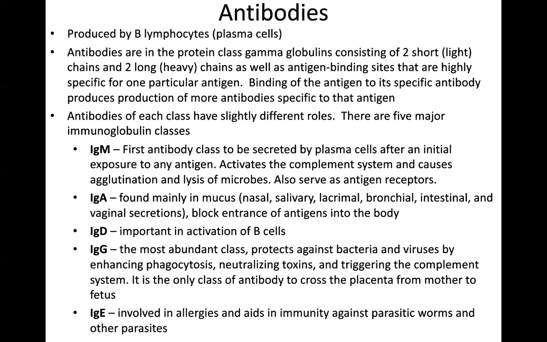IgGs are the most abundant class, protecting against bacteria and viruses by enhancing phagocytosis, neutralizing bacterial and other toxins, and triggering the complement system. I would put a big fat star, highlight. It is the only class of antibody to cross the placenta from mom to fetus. So this is a way that mom can deliver some antibodies to the baby even before the baby's been exposed to viruses, toxins, bacteria, that kind of stuff in a natural way. So that's really cool.